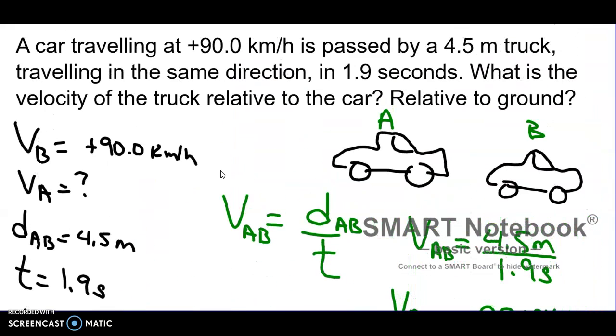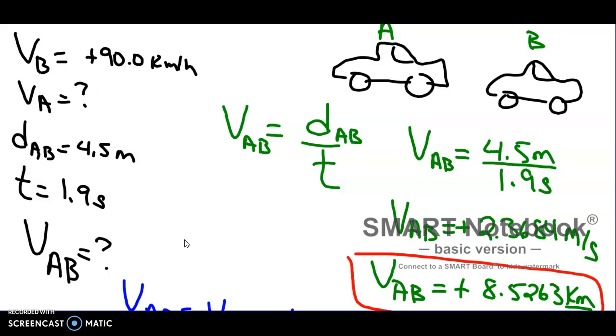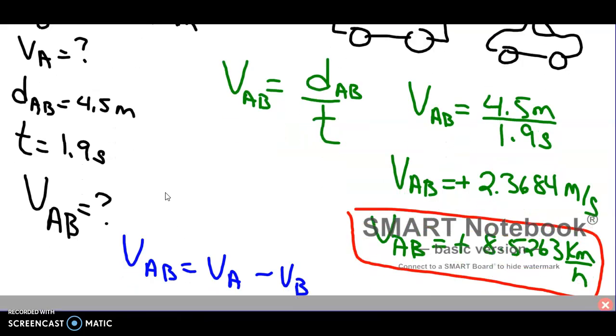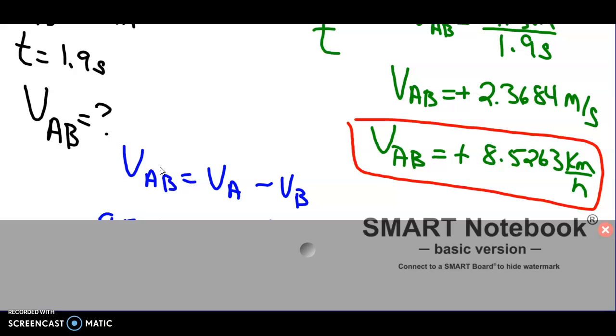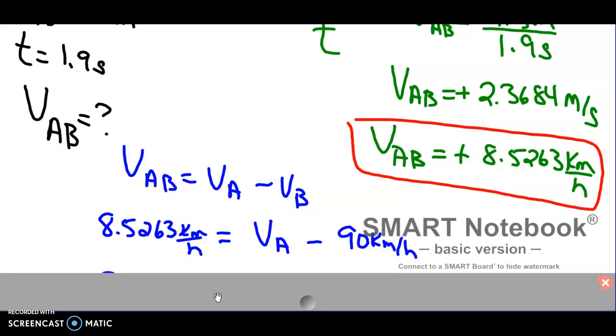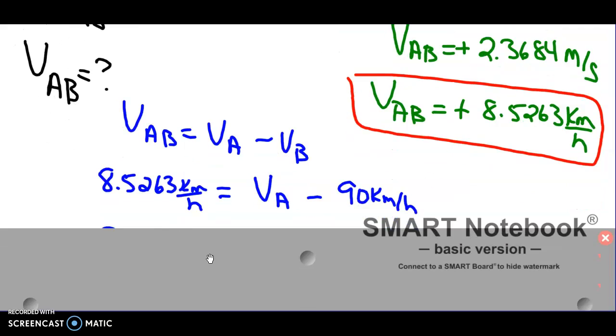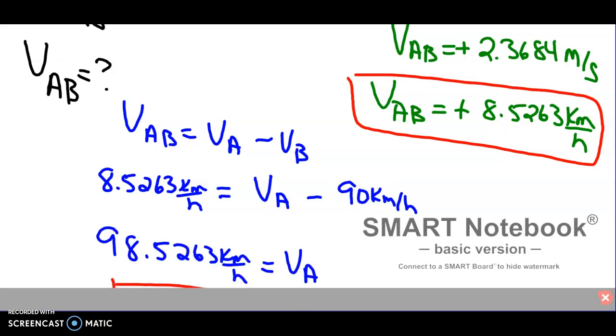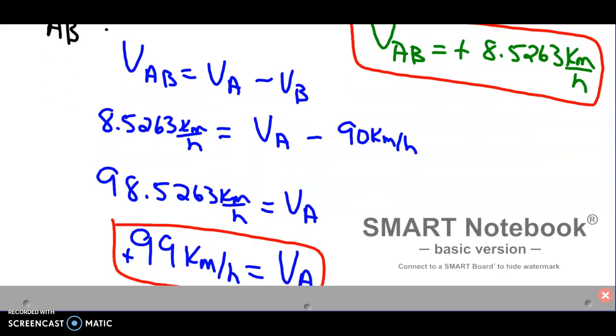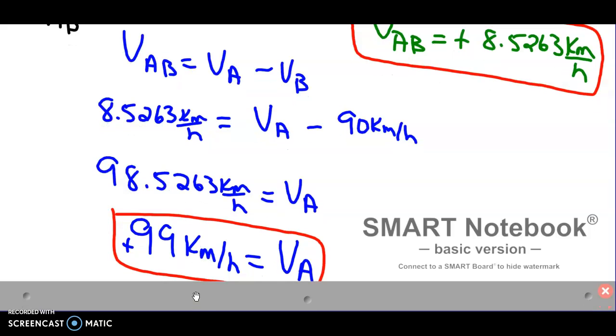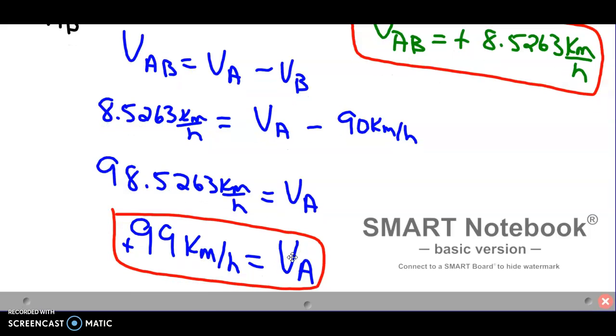Now, we need to calculate VA, right? That's our other unknown, is we're trying to find relative to the ground. So that just means when it's VA or VB. So we set up our normal equation, VAB equals VA subtract VB, but this is our unknown. So you can rearrange and add VB over here, or you can just fill it in like this. Okay, so use kilometers per hour because that's what we have our velocity in over here. Okay, so plug it in, hopefully you get this answer. And positive 99 kilometers per hour equals velocity of A, so the truck to the ground.